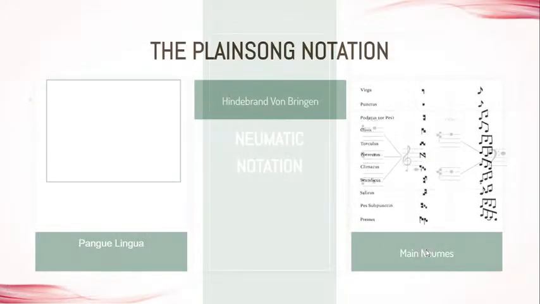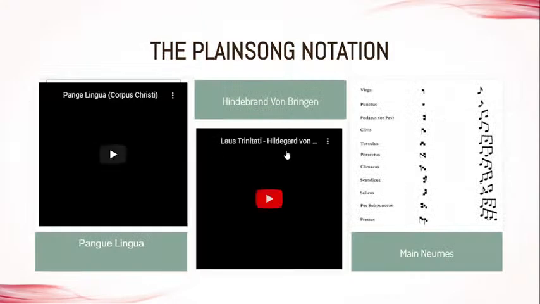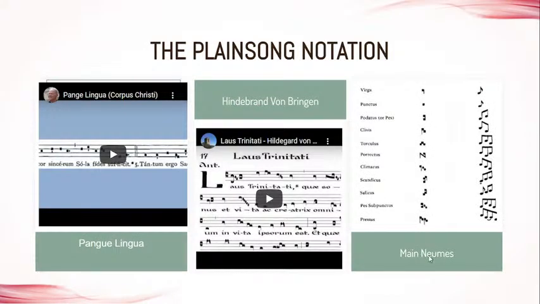Now you have several neumes. They're called the virga, the punctus, the podatus, the clivis, the torculus, the porrectus, the climacus, the scandicus, the salicus, the pes subpunctis, and the pes, and you're not going to study this. I'm just showing you that if you want, you can perfectly find this.